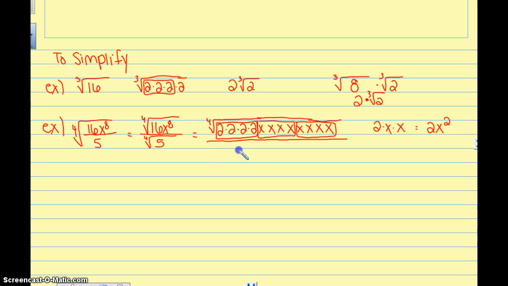My denominator is the fourth root of 5. This is a prime number, so it doesn't break down anymore. So we're going to keep it like this just for a second.